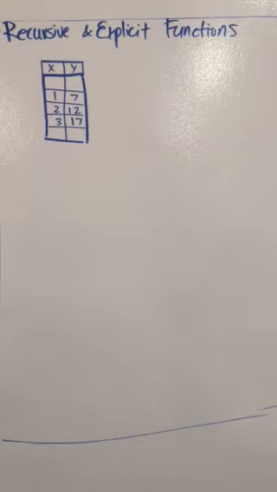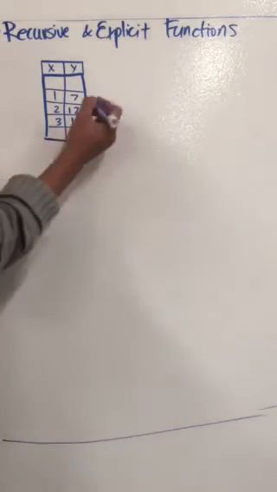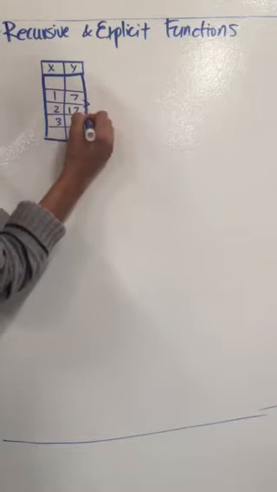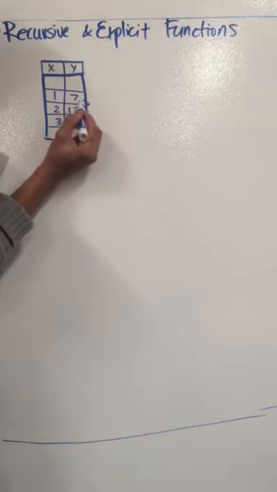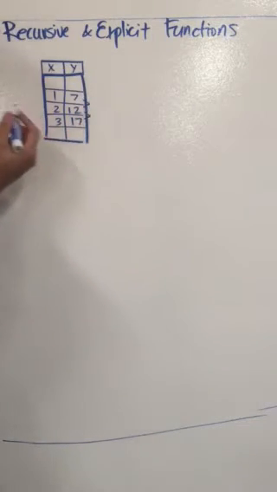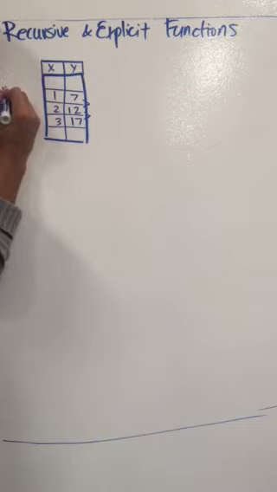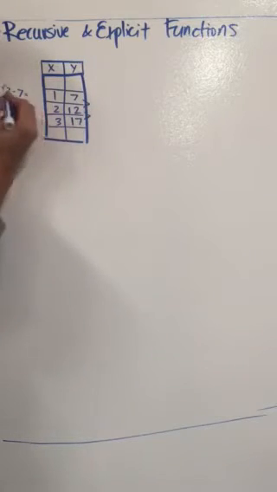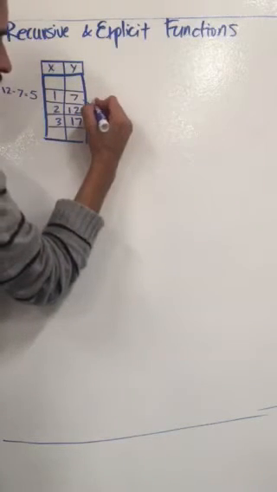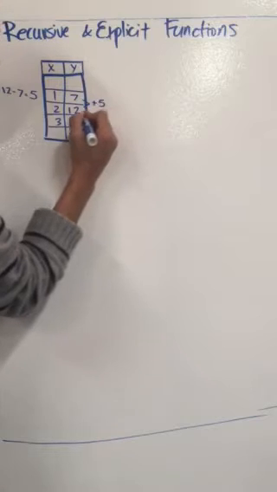Let's say you're given this input-output table and you're asked to write a recursive and explicit function. First, we need to figure out what the pattern is here. How are our inputs increasing? The first way I would test is to figure out, are they adding by the same number? An easy way to figure that out is you take your second number, 12, and you subtract your first number, 7, to find what adds to get to 12. And 12 minus 7 is 5, which means 7 plus 5 is 12.